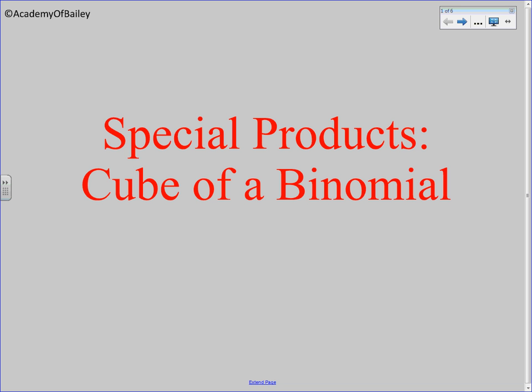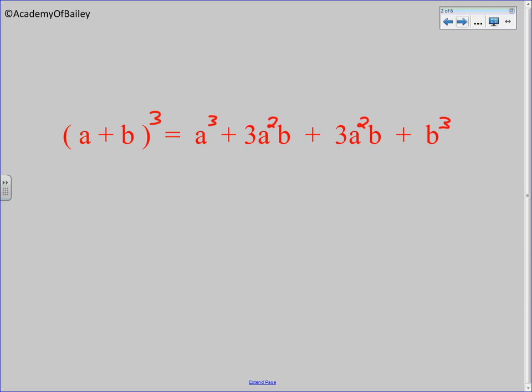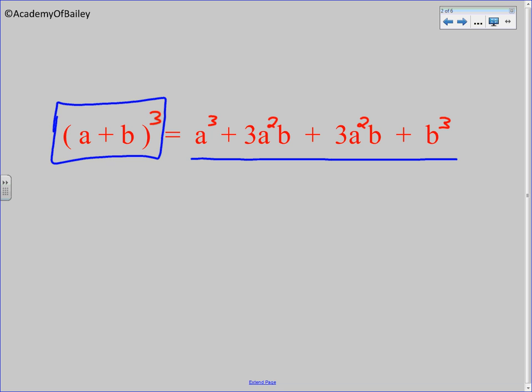Hey, let's look here at what we have on special products. We are going to be multiplying the cube of a binomial. And if you have a cube of a binomial, there's a pattern that you can follow here. For example, if you had a plus b inside parentheses and you are going to cube everything inside that parentheses, you can imagine this is going to be the pattern.